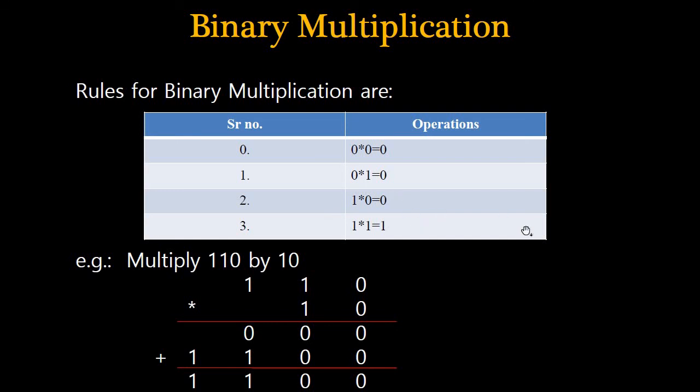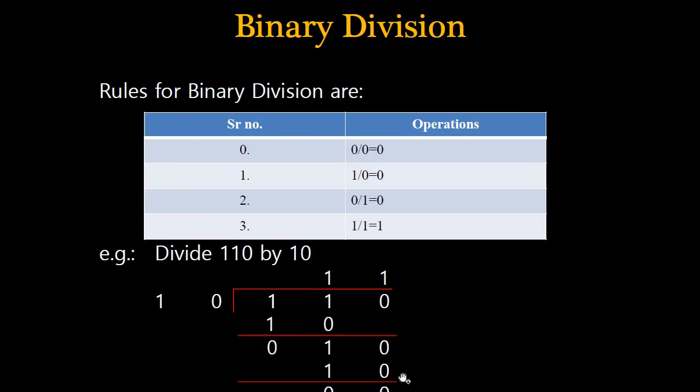Binary multiplication. The elementary operations are 0 into 0 is 0, 0 into 1 is 0, 1 into 0 is 0, and 1 into 1 is 1. Here we are taking an example, 1 1 0 multiplied by 1 0. When we multiply 1 1 0 with 0, it will result in 0. It is similar to normal multiplication. So plus 1 1 0 1 when this 1 is multiplied by this number. So the answer is 1 1 0 0.